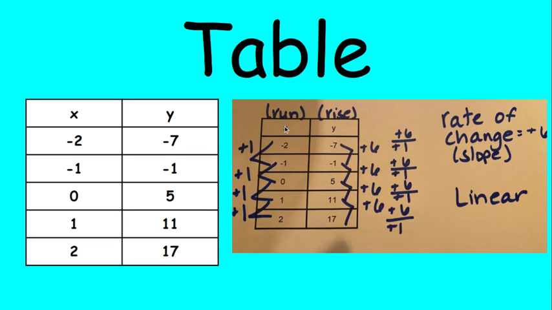Now do the same thing for your run or your x values. From -2 to -1, it increases by 1. -1 to 0, it increases by 1. 0 to 1, it increases by 1. And 1 to 2, it increases by 1.